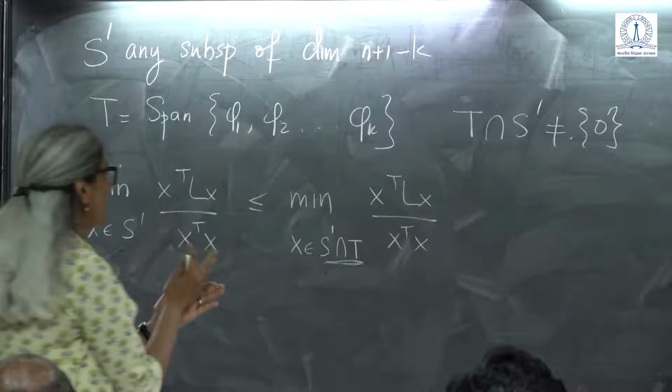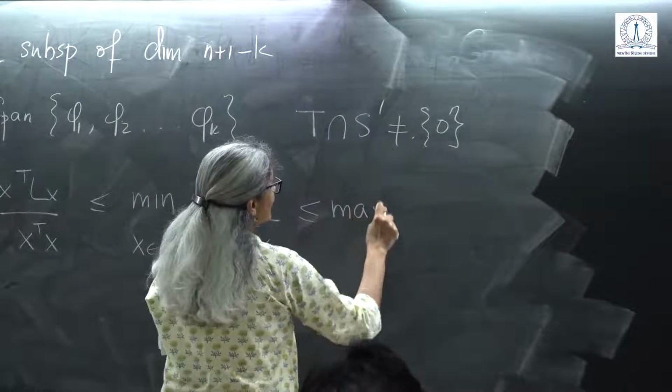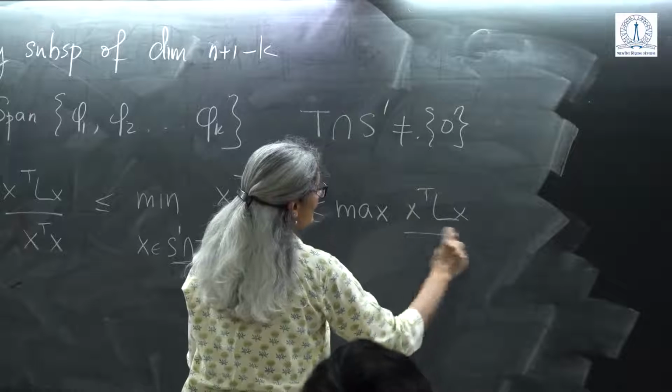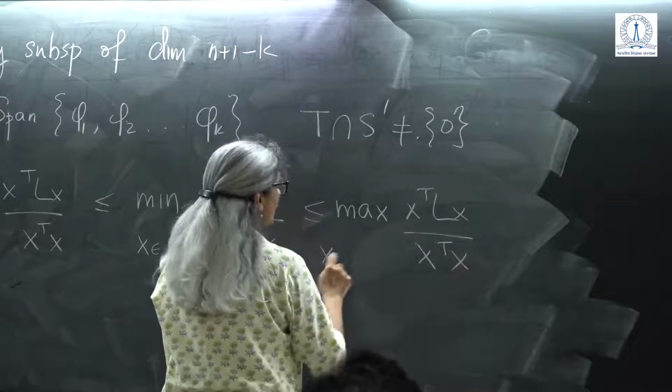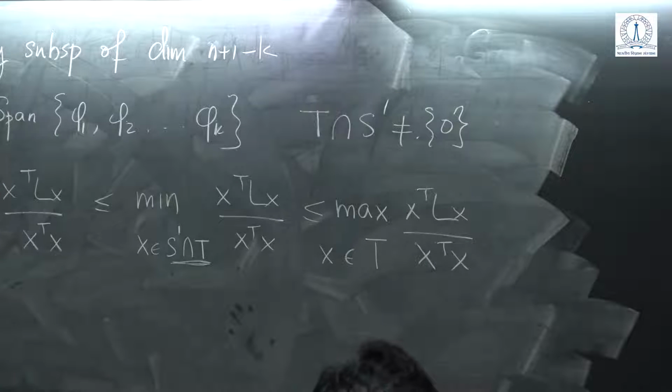Good? All right, now comes the nice thing. This min is less or equal to the max of x transpose Lx over x transpose x over all x in T. Drop the S prime.